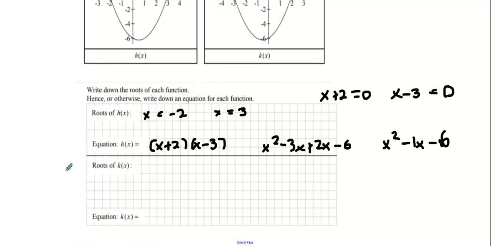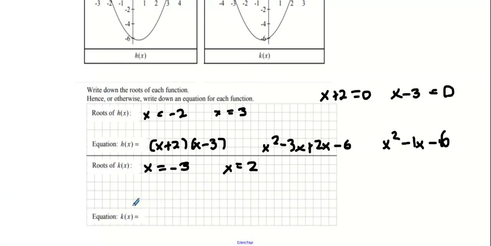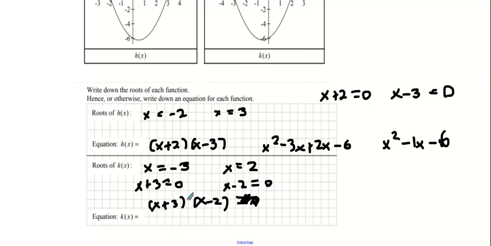Okay, same deal for k of x. We have x equals minus 3, and then we have x equals plus 2. So then it's the opposite way around this time. It's going to be x plus 3 and x minus 2 equals 0. Because you can solve x plus 3 equal to 0, you can solve x minus 2 equals 0. And now you're going to find out the equation. So it's x times x is x squared. X times minus 2 is minus 2x plus 3x. Take away 6, and this graph is x squared plus 1x minus 6.